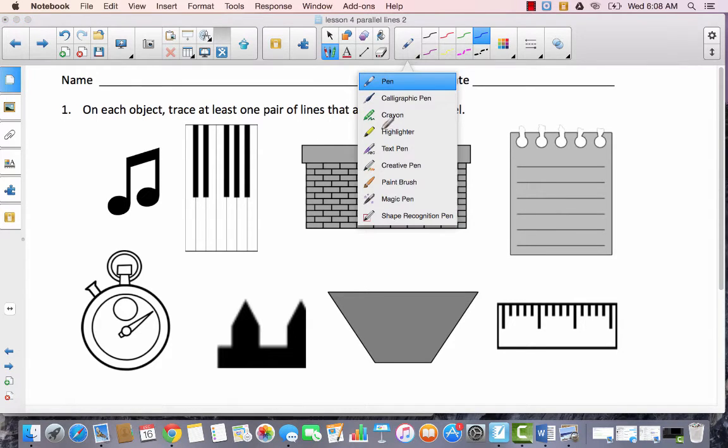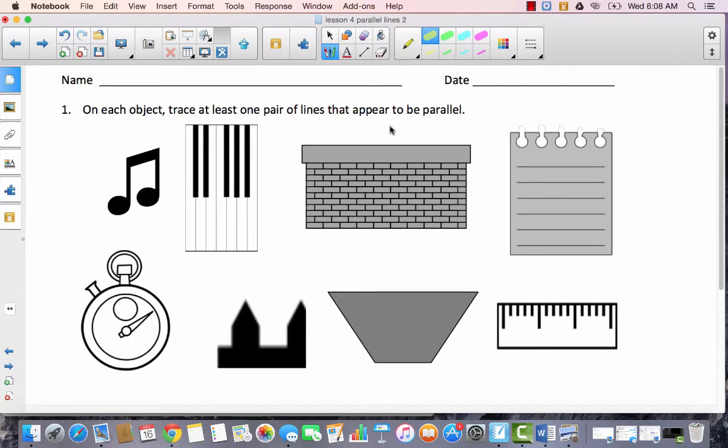All right, so let's take a look at some of these objects. I'm going to do the first one with you, and then I want you to go ahead and take a look at the rest and see if you can't find some by yourself, okay? So in this musical note, these two notes appear to have parallel line segments. Pause the video and see if you can find at least one pair of parallel line segments in all of these other objects, and then come back and see if we found the same ones.